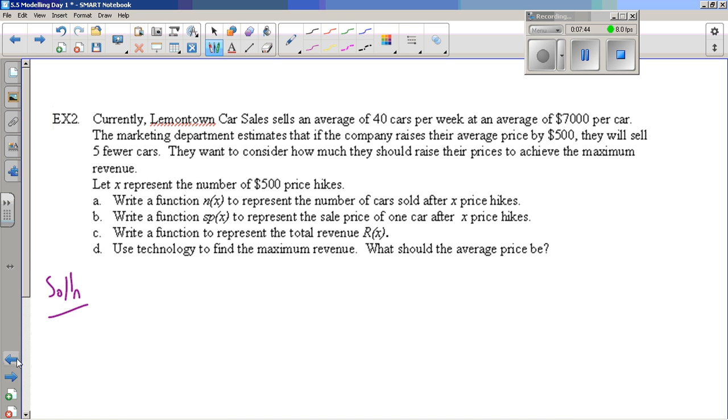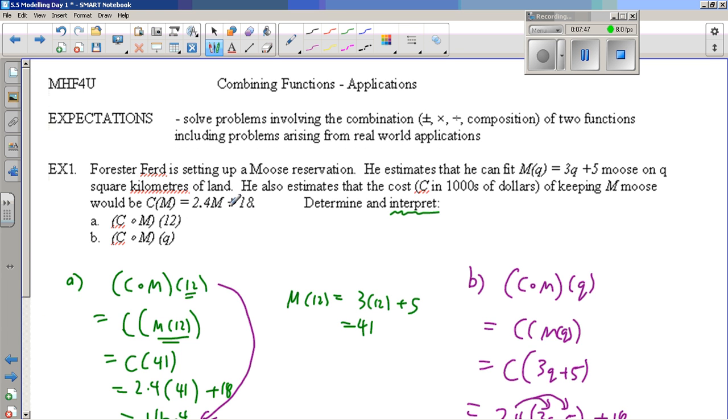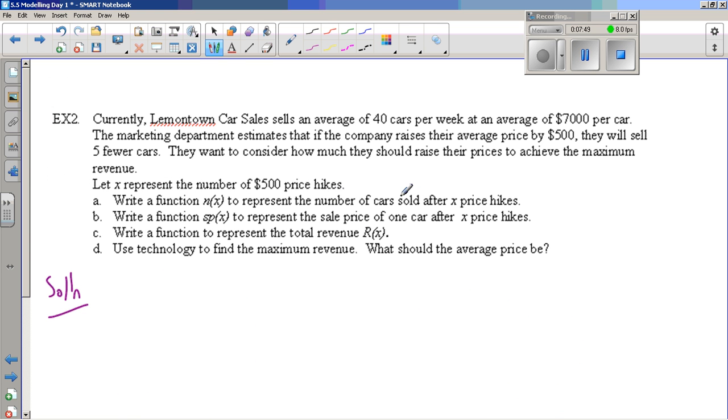Typical modeling question. This one was a little bit different because we were given the models, right? This one here, we have to come up with it. Almost like the sandbox example from earlier in the chapter, right, where we had to model the cost of the sandbox. We have to model the revenue. We want to end up modeling the revenue. Write a function N(x) to represent the number of cars sold after x price hikes. So if we raise the price once, we're going to sell 5 fewer cars.